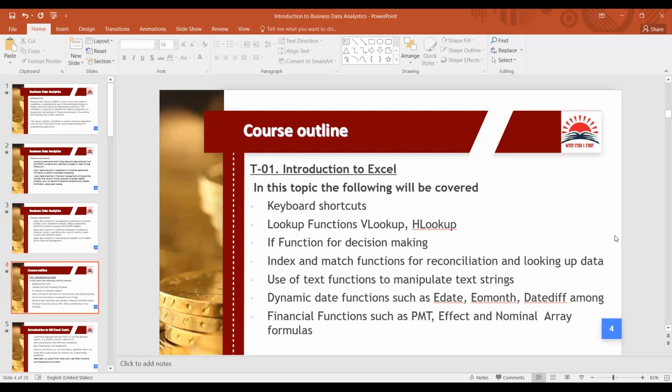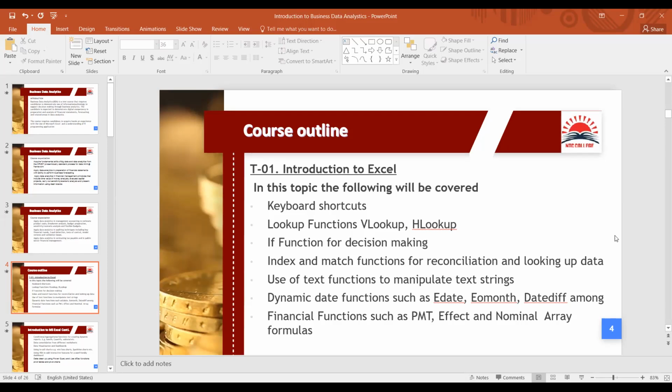So we'll be discussing quite a lot on the keyboard shortcuts. You'll also learn about the lookup functions, that is the VLOOKUP and the HLOOKUP. You'll also learn about the IF function for decision making. We use a lot of IF functions for making decisions, whereby if scenario A happens, then you go for scenario B and all that. So you'll also be looking at the IF functions. And more so, we'll also be looking at what we call the nested IF functions.